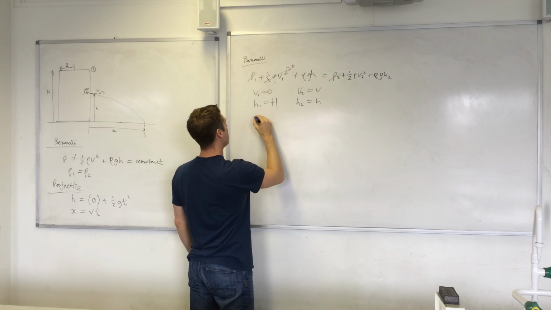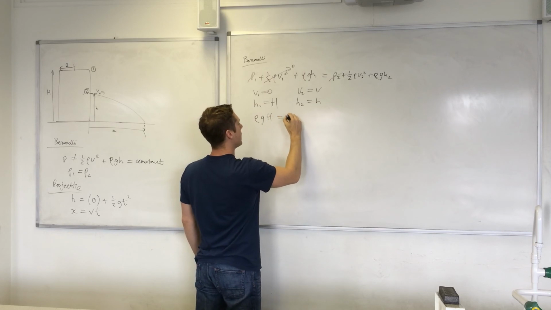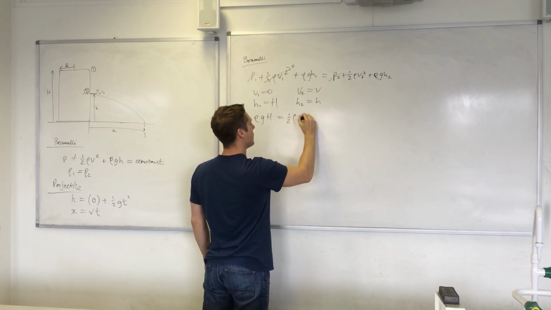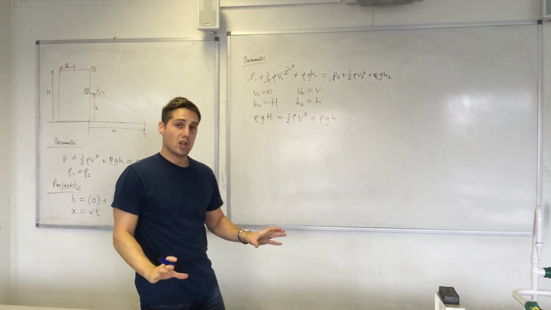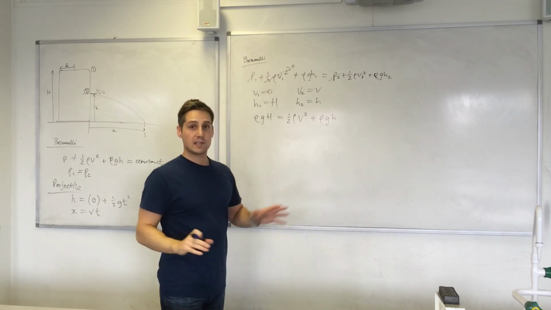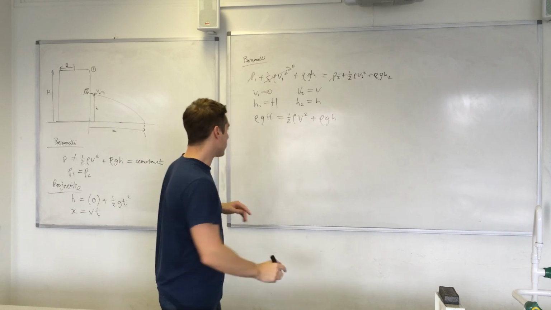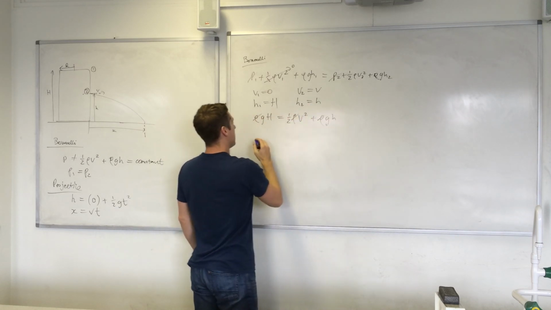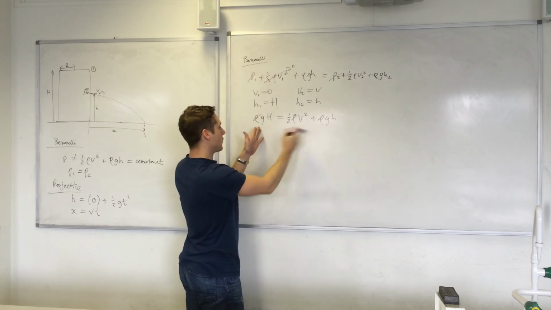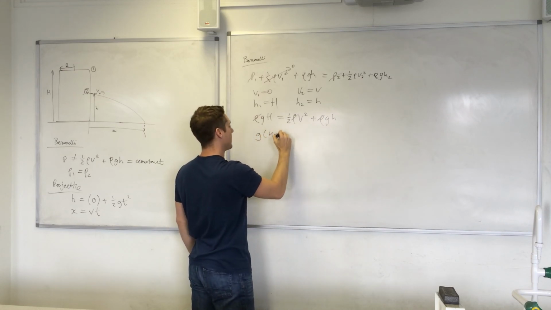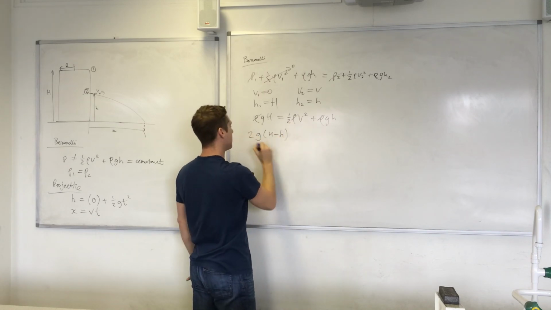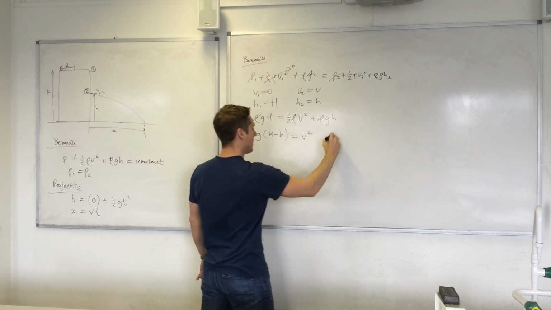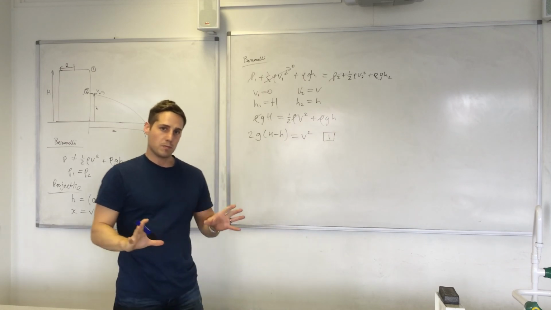So now we get rho gH, uppercase H, equals half rho V squared plus rho g lowercase h. Each term has a density expression in it. The density is the same at all points in the barrel, so that will cancel out. So we've got two gH terms there, let's group those together. So we get g times uppercase H minus lowercase h. Then we'll multiply by the 2 as well, so we get 2 times that is equal to V squared. That is our first equation then from Bernoulli.